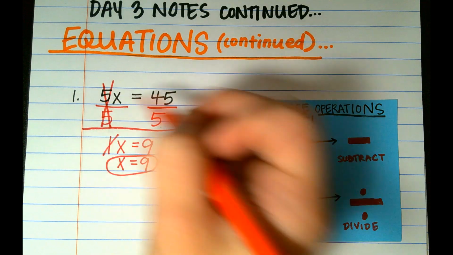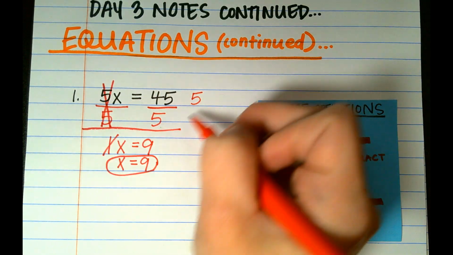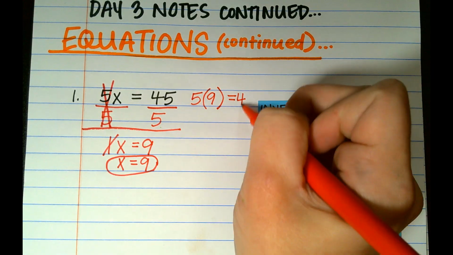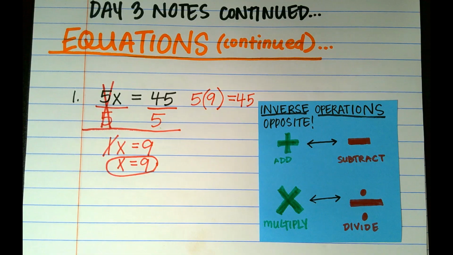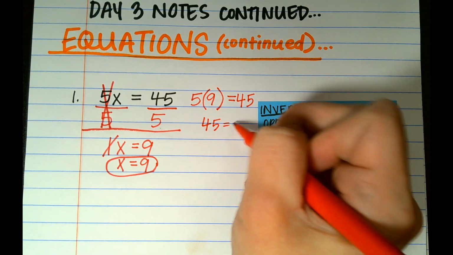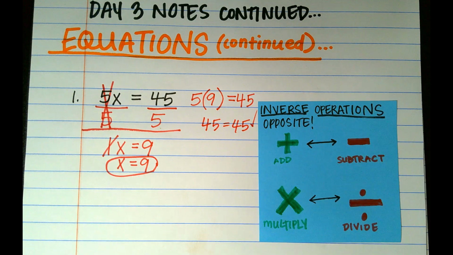Let's plug in. Here I have 5, and instead of x, I'm going to write 9. 5 times 9, is that equal to 45? Yes. So it worked, because 45 is equal to 45. Good.